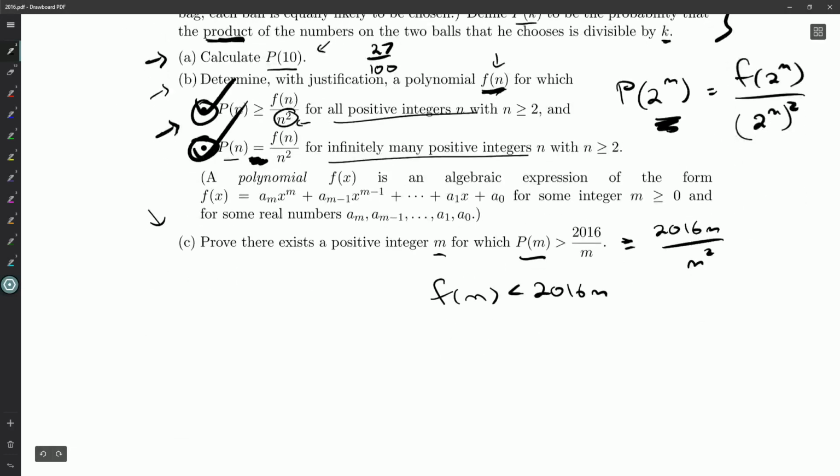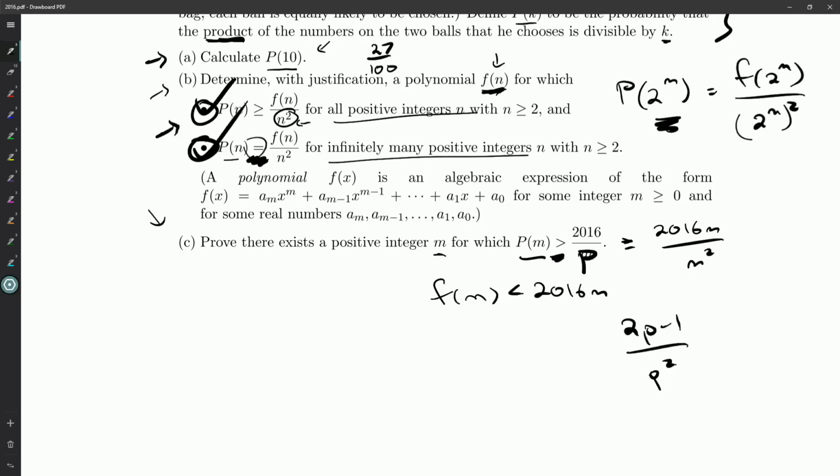Prove there exists a positive integer m for which p m is greater than 2016 over m. So for a moment I was tempted to use my formula and try and make 2p minus 1 over p squared. Problem with that is, one, we don't just have a p down here. Second, they specifically want greater, and I showed a moment ago that this is equal for primes. So we actually have to be greater than. So what can we do?